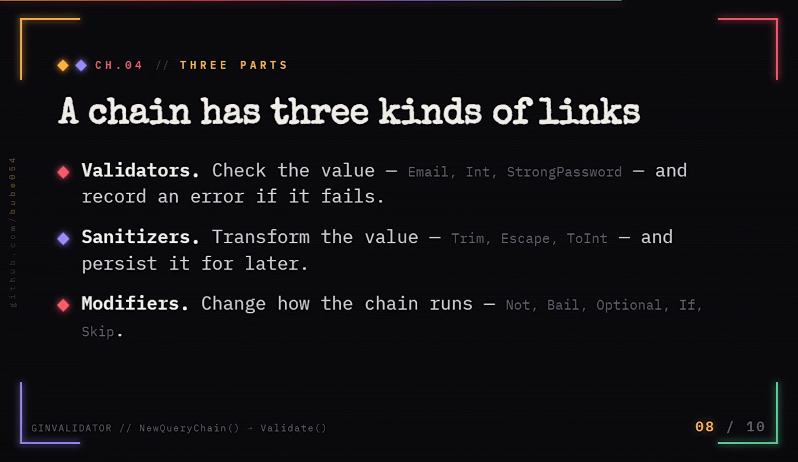Every chain is built from three kinds of links. Validators check the value, email, int, strong password, and record an error if it fails. Sanitizers transform the value, trim, escape, to int, and persist it for later steps. And finally, modifiers change how the chain itself runs: not, bail, optional, if, skip. Mix those three and you can describe almost any rule.